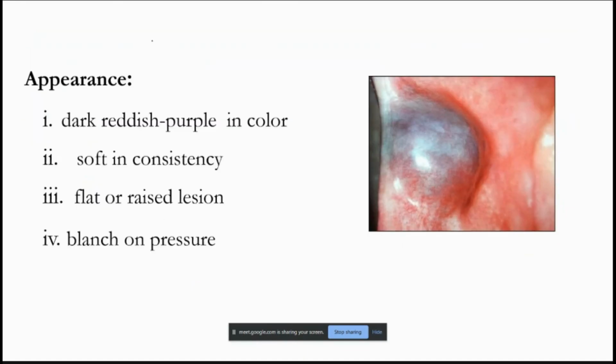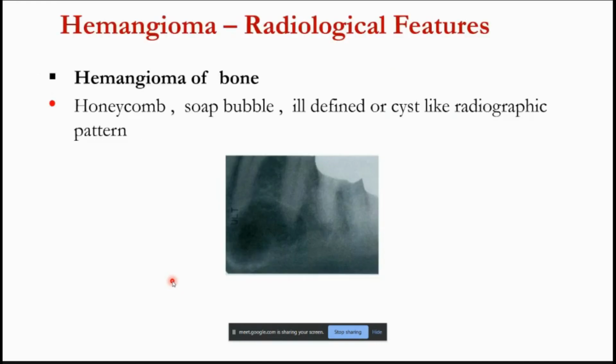The appearance is dark reddish to purple in color. The striking feature is that it blanches on pressure, because whenever you press on the blood vessel, the blood stops flowing to that area and it looks whitish. So whenever you put pressure, it looks white. When you release the pressure, it gets back its reddish or bluish color. That's a very diagnostic clinical feature of hemangioma.